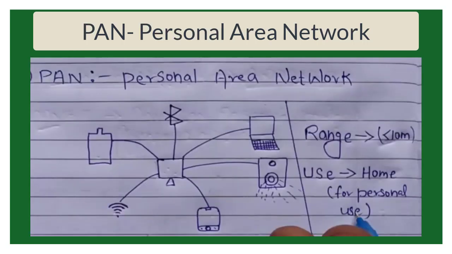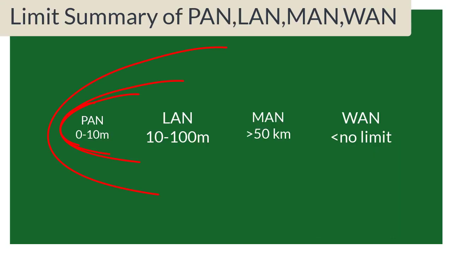PAN, Personal Area Network. It is the same as when we create a personal network via mobile hotspot. Its range is 0 to 10 meter.